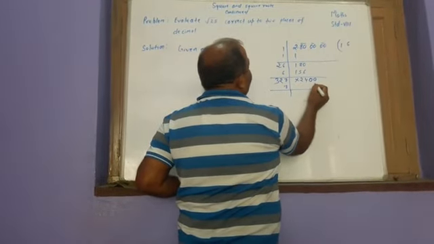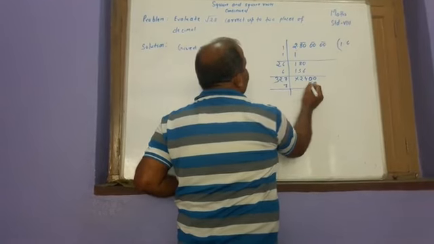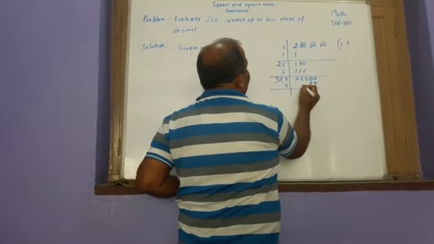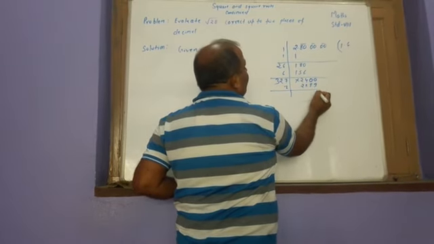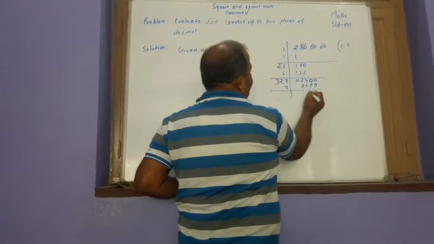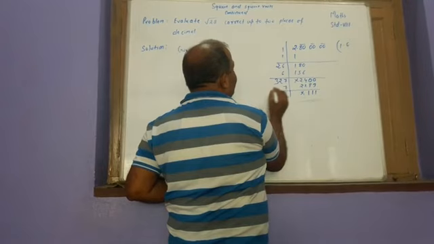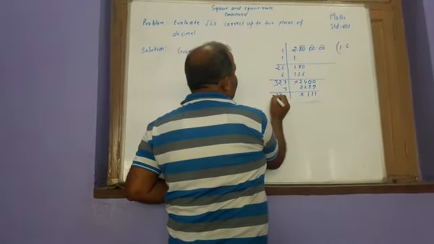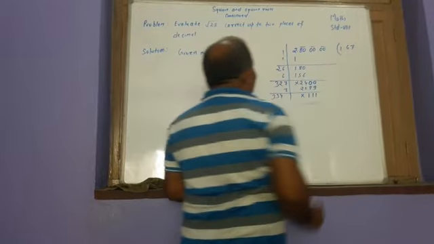7 7s are 49. 7 2s are 14 and 4 is 18. 7 3s are 21, or 22. 10 minus 9 is 1. 9 minus 8 is 1. 3 minus 3 is 1. It will be cancelled. 7 and 7 are 14, 2, 1, 3. Now we come to the second digit.